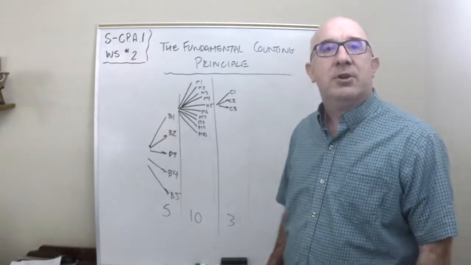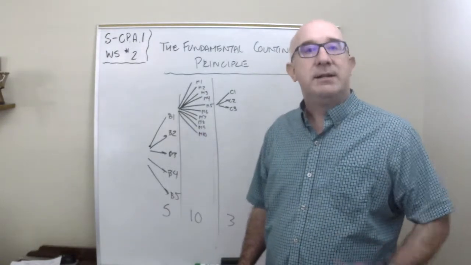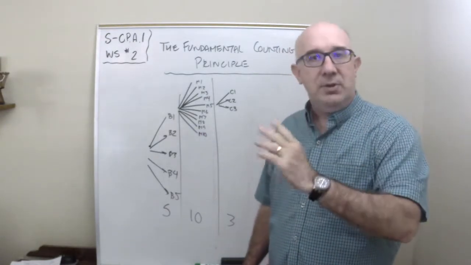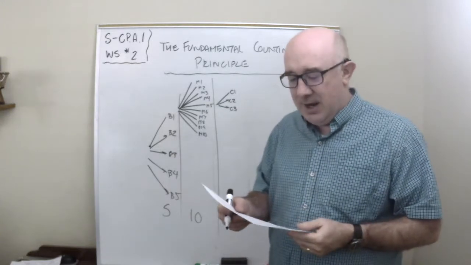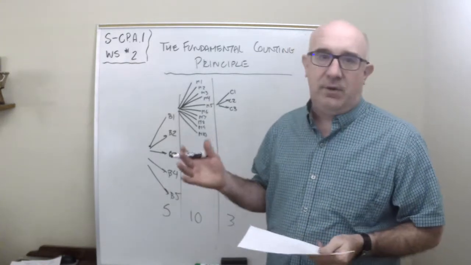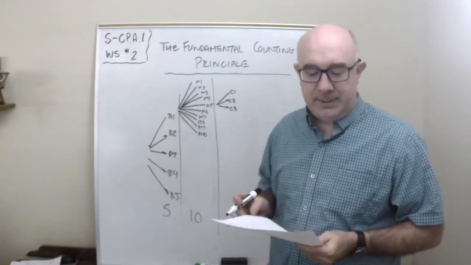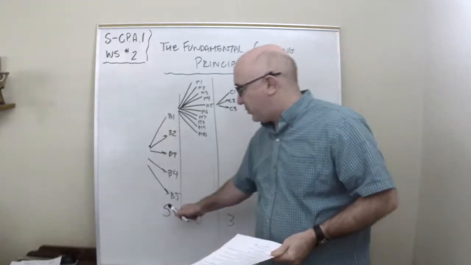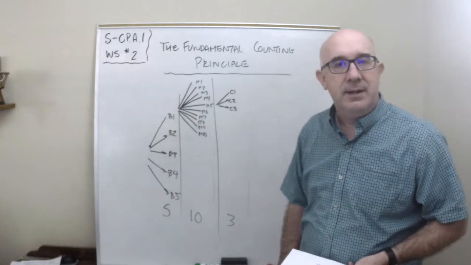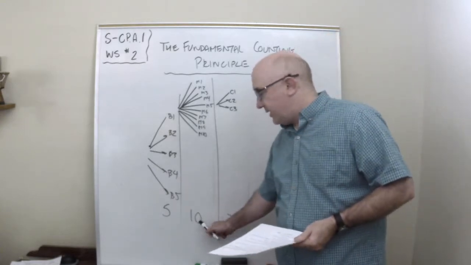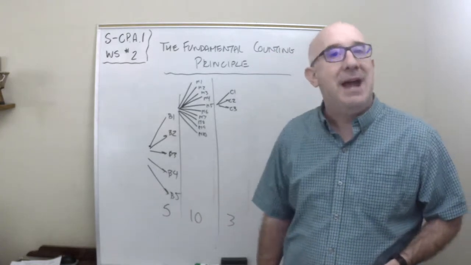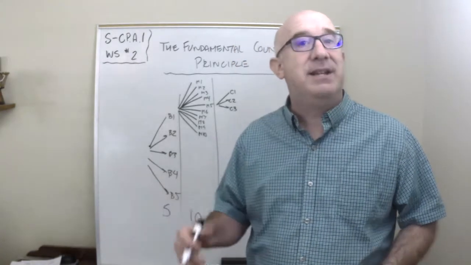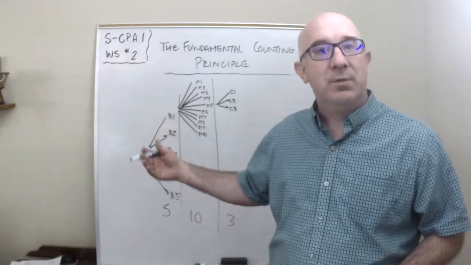So the fundamental counting principle basically says just to multiply through each of the options. Now, its formal statement is this: if there are X ways for the first event and Y ways for the second event, then the sample space size is just X times Y.